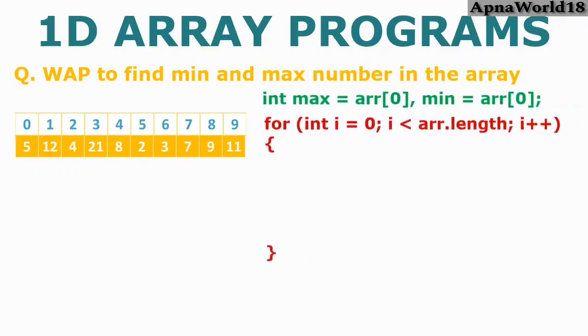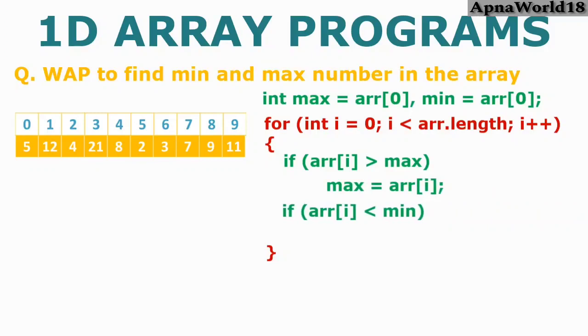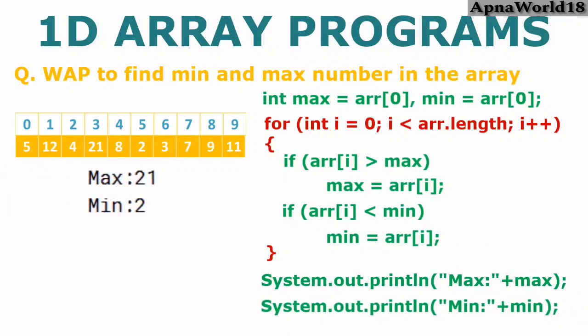Now inside the loop, we just check if any array element is greater than the max value we have. If yes, then we make it the new max. Similarly, we put one more check for min. If any array element is less than min, then that becomes our new min value. Once we have checked all values in the array, outside the loop, we will print max and min.